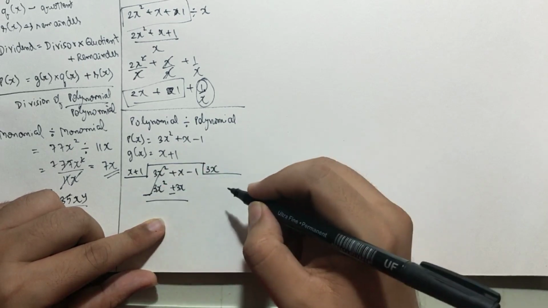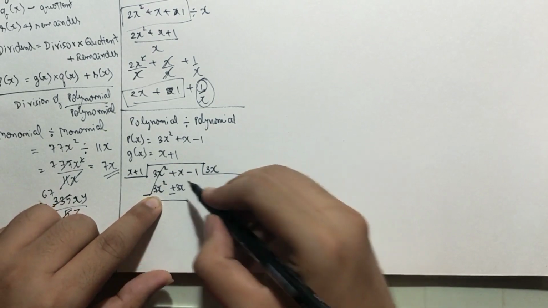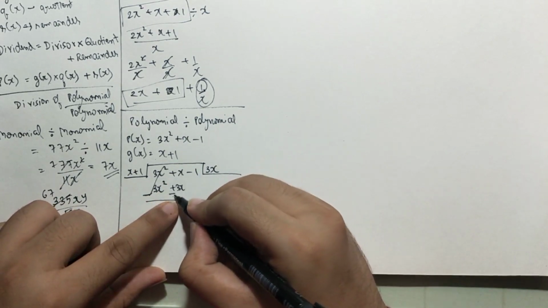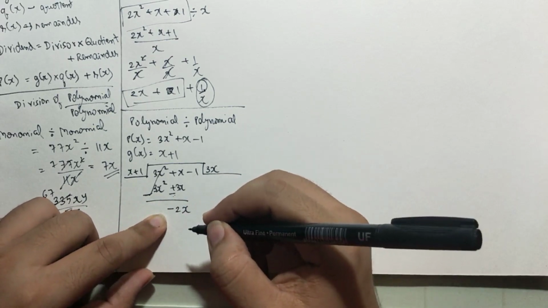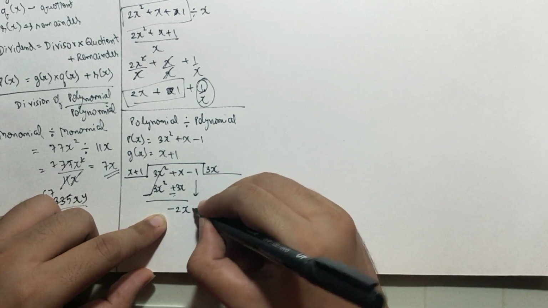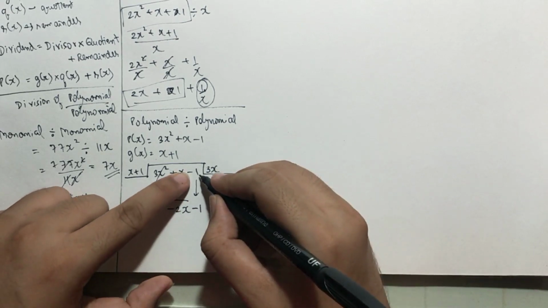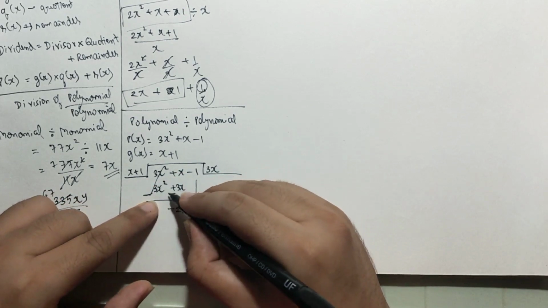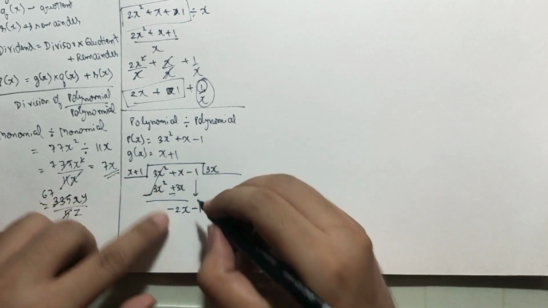They will get cancelled. 3x square minus 3x square should get cancelled compulsorily. Here x minus 3x, what is x minus 3x? It will be minus 2x. This third term will be taken down without changing the sign, because it was from the question only. We have to change the sign only of the terms we obtained by multiplying the divisor with the quotient.